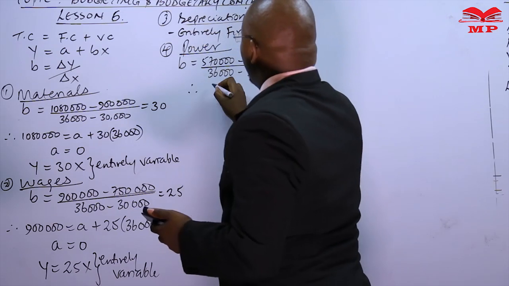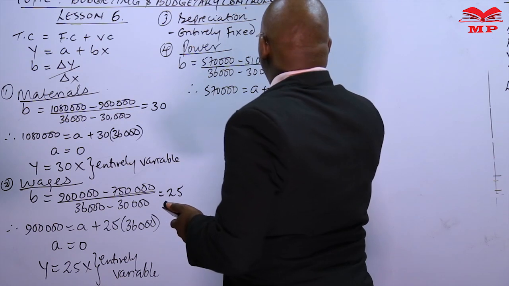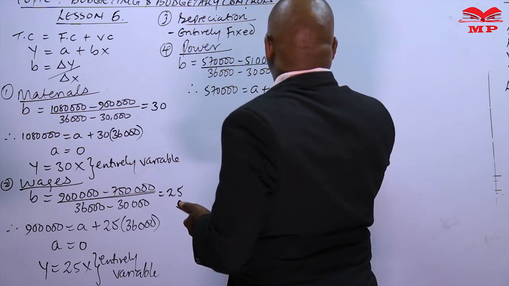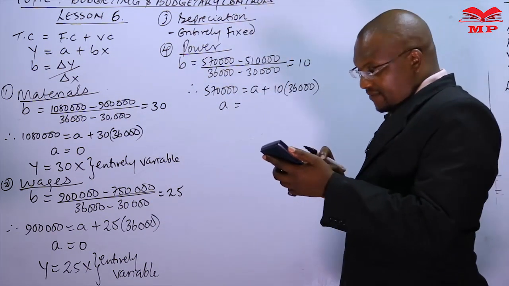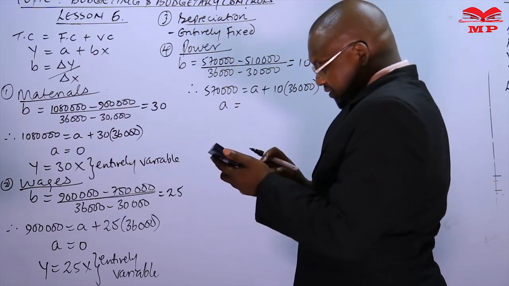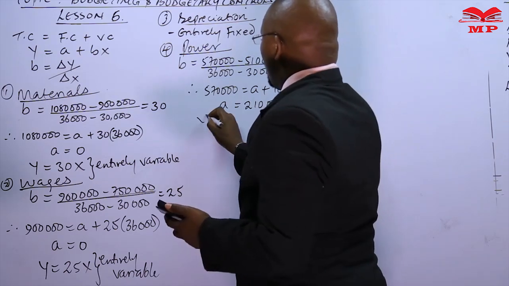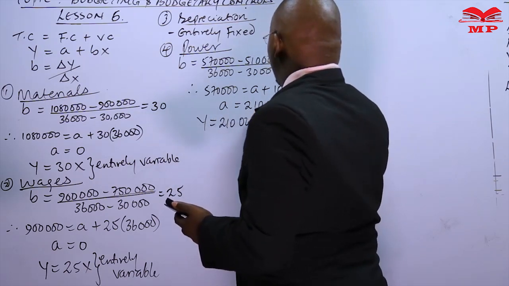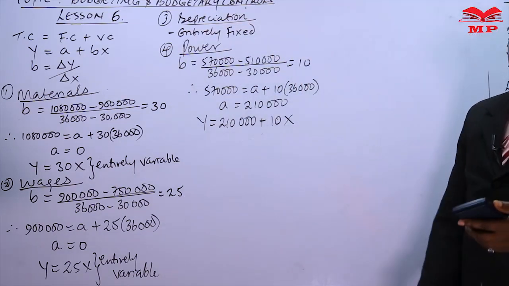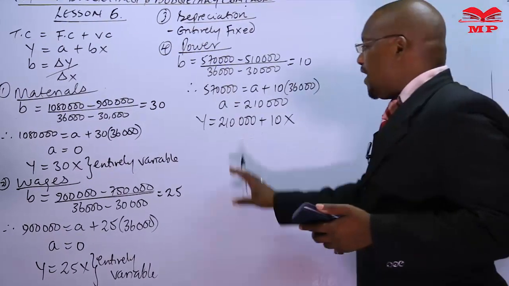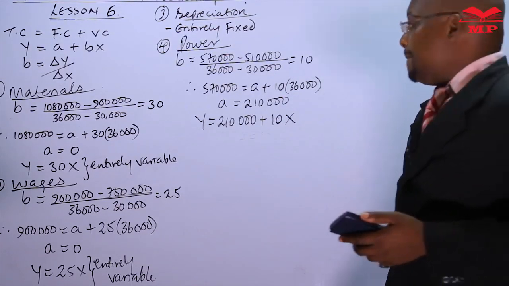So you see that 570 as my y equals a plus 10 in bracket 36,000 as my x. My a is the difference between 570 minus the 360, which gives us 210. So therefore y equals 210,000 plus 10x. That tells you that this power is a mixed cost, with a fixed cost of 210 and a variable element of 10 per unit.